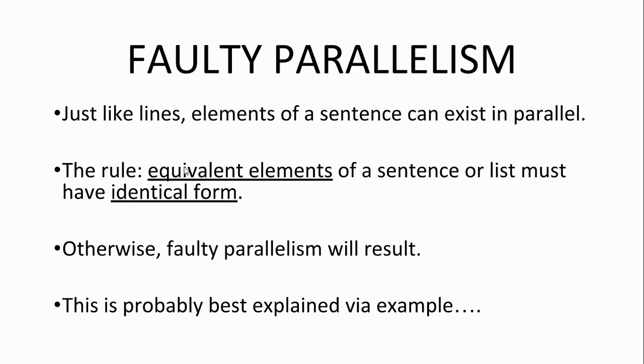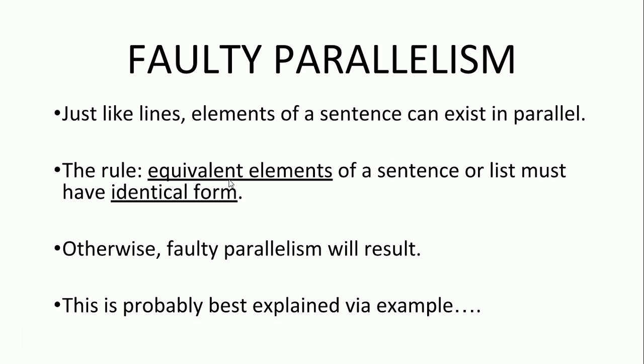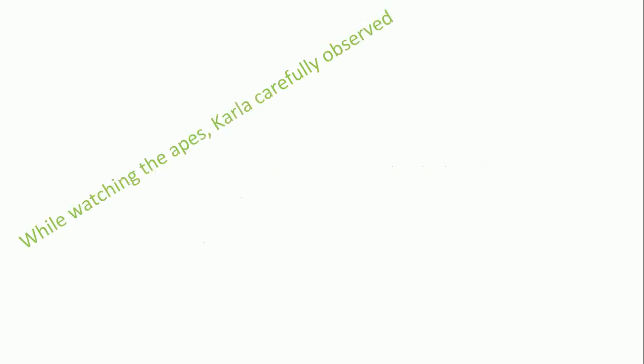What does that mean? Equivalent elements must have identical form. This is best explained through examples, so I think you'll understand in a second. And I think if you look back at this slide after looking at the example, it'll make a little more sense. But basically, equivalent portions of the sentence have to have identical form, and if they don't, faulty parallelism results. Okay, so let's look at an example of this. And you'll see why this is tilted in a second.